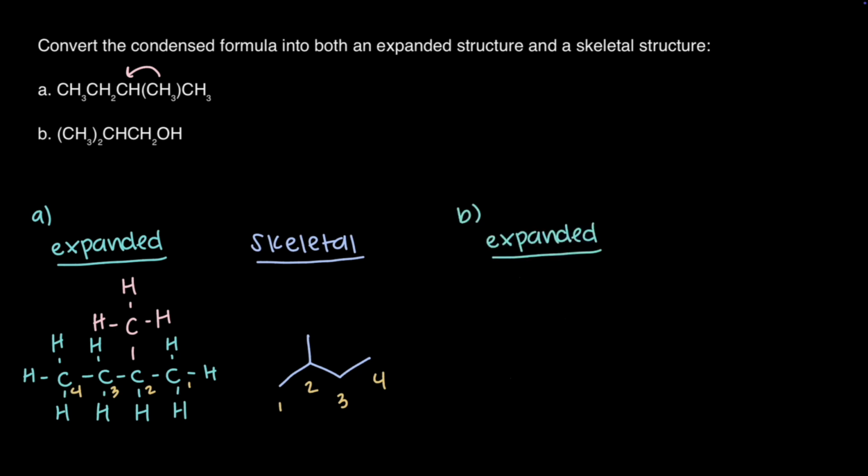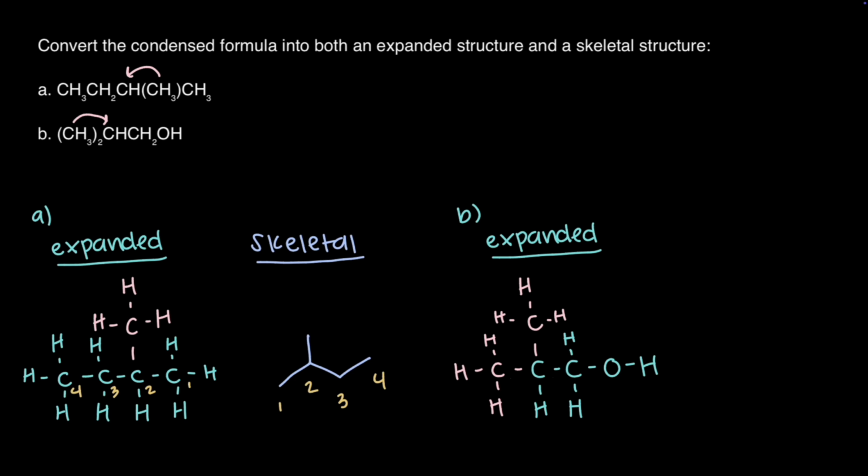For B, I have 2 CH3s in parentheses next to a CH. This tells me that the 2 CH3s are directly bonded to CH. Next, I have a CH2 bonded to an OH group. All carbons have 4 bonds, so we did not have to add any double or triple bonds. The expanded structure is complete.